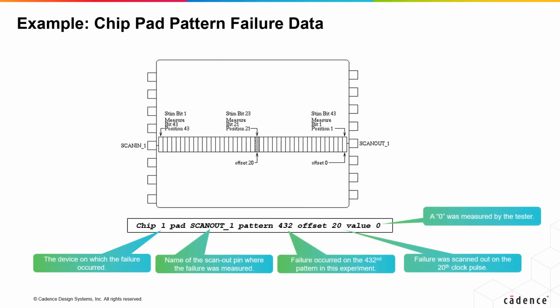This example shows how the failure shows in the report: the device on which the failure occurred, and the name of the scan-out pin where the failure was measured. Failure occurred on the 432nd pattern in this experiment. Failure was scanned out on the 20th clock pulse. A 0 was measured at the tester.